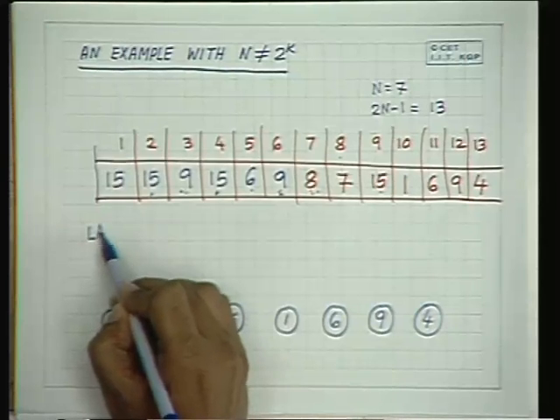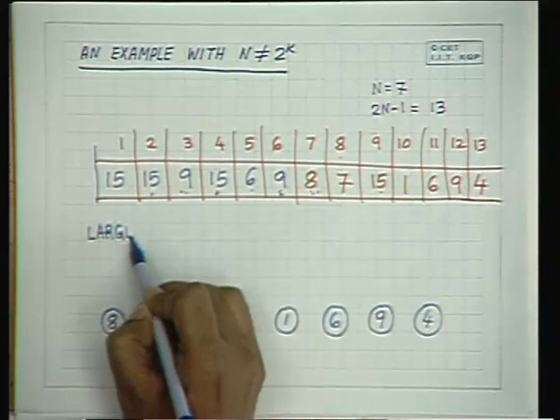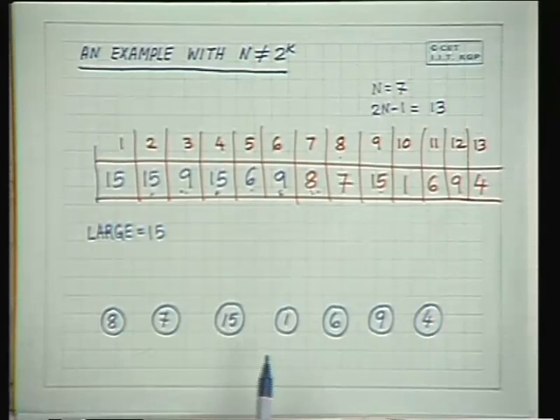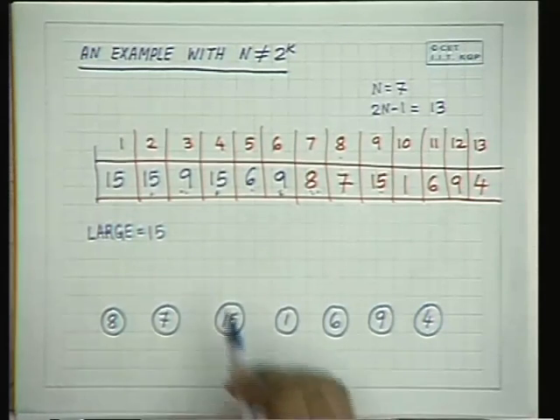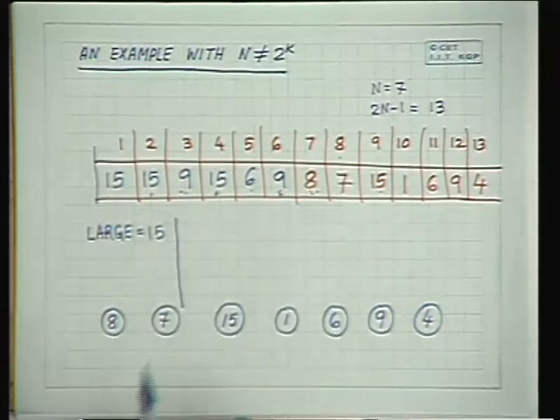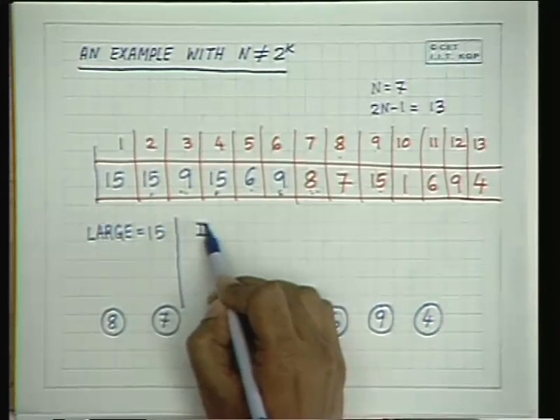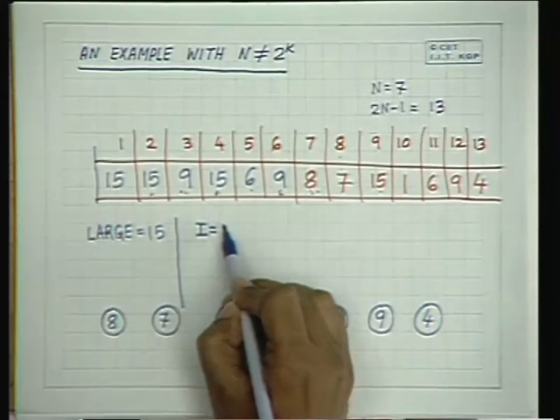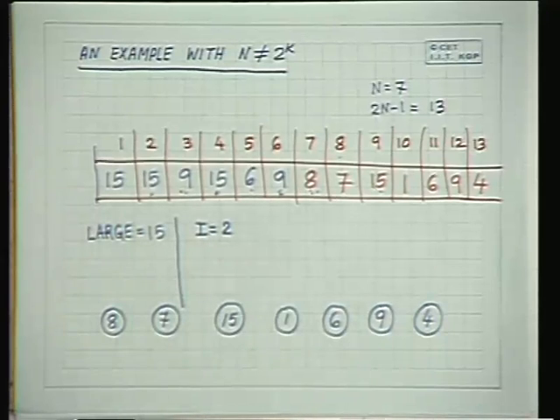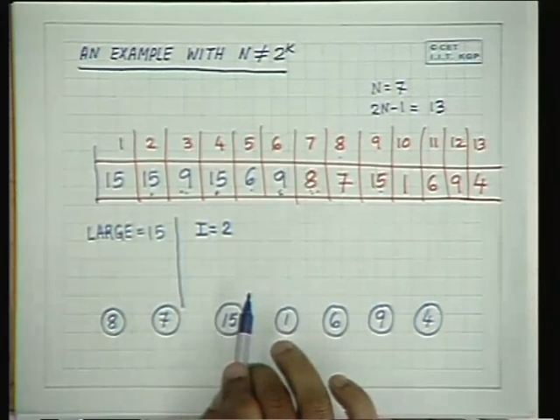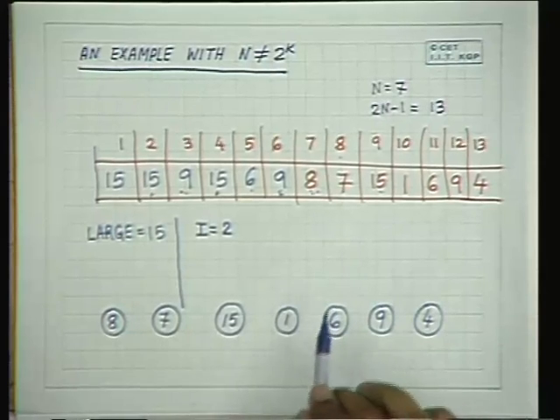So now we have found our largest, which is equal to 15. Now we proceed to find the second largest element. Now how do we do that? We initialize i to 2. Let us assume for the time being that there is more than one element. If there is only one element, then the problem is absolutely simplified.